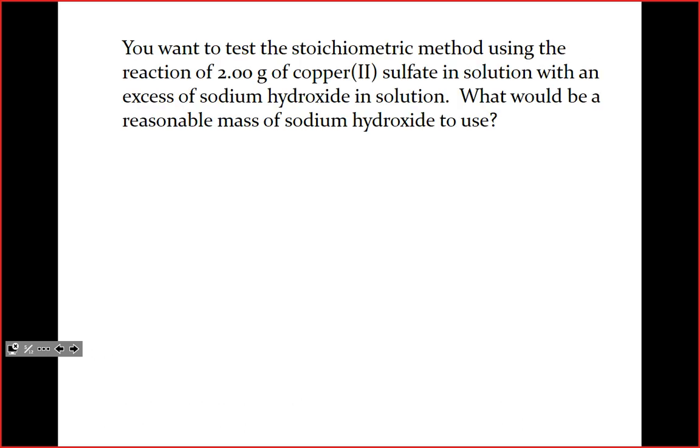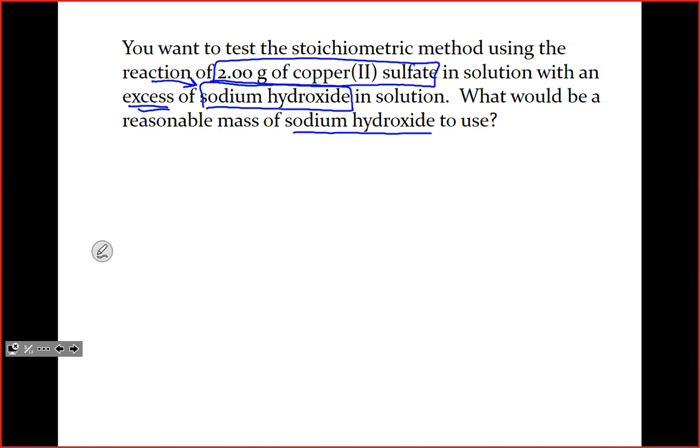But when you have a situation like this, for example, let's walk through how we would do this. You want to test the stoichiometric method using the reaction of 2 grams of copper II sulfate. I'm going to highlight that. I have some information: in solution with an excess of sodium hydroxide. Excess means that has to be my excess. What would be a reasonable mass of sodium hydroxide to use?